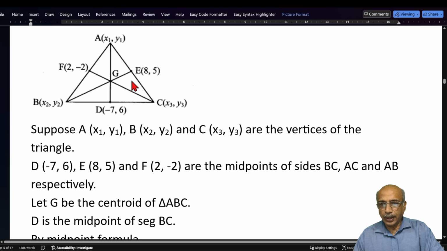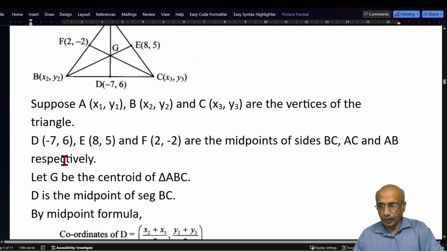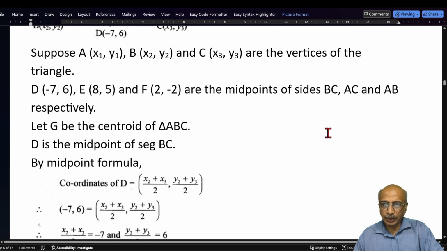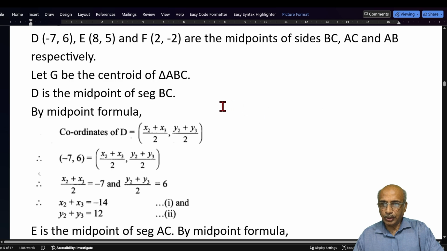Suppose A (x1, y1), B (x2, y2), C (x3, y3) are the vertices of the triangle, as they are not given, and here the midpoints are given. So what we will do: D, E, F are the midpoints of segments BC, AC and AB respectively, and their coordinates are given. So let G be the centroid.